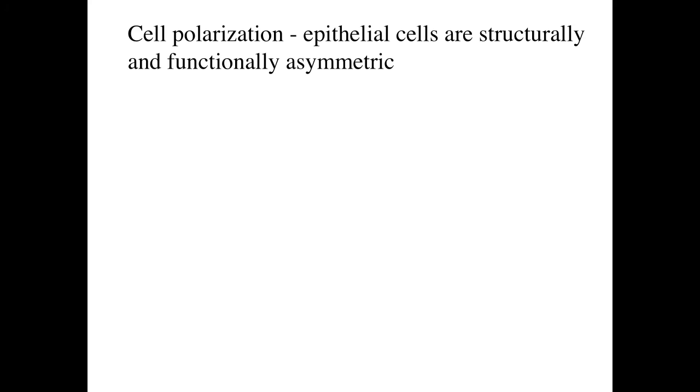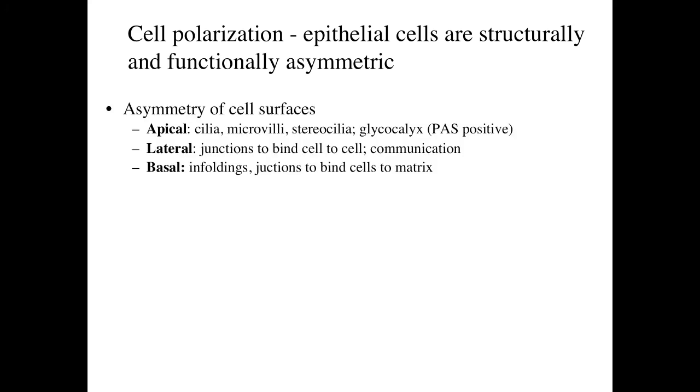Cells can be polarized, and so epithelial cells can be polarized both structurally and functionally, and as a result, epithelial cells may have a certain amount of asymmetry to them. So we can talk about asymmetry of cell surfaces. We've already talked in our previous podcasts about apical, lateral, and basal domains in epithelial cells. The apical domain may have cilia on it. It may have microvilli on it or stereocilia. There could be a glycocalyx, which is oftentimes PAS positive, and this can be associated with the apical domain of epithelial cells.